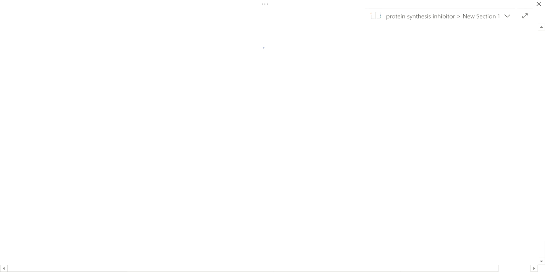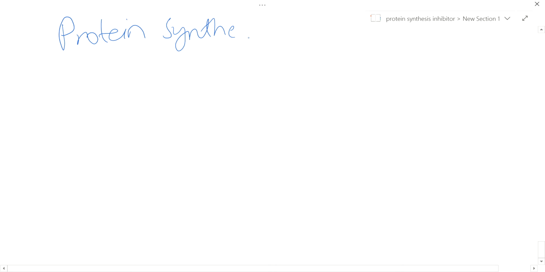Hello guys, so let's start discussion about one group of antibiotic which are protein synthesis inhibitors. So let's start this with the names of some protein synthesis inhibitors.